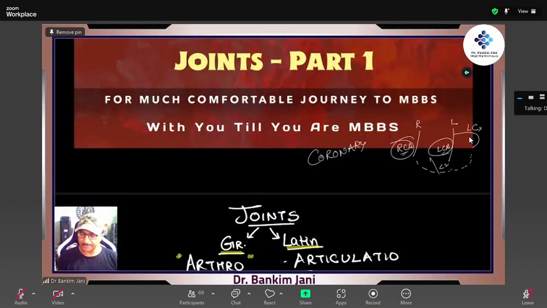Anastomosis is like, in case this artery is blocked, there is another path by which you can get the blood supply. Definitely there will be a difference between the main blood supply and this backup path, right? The backup path cannot really replace the original supply, but at least it will be enough for survival.